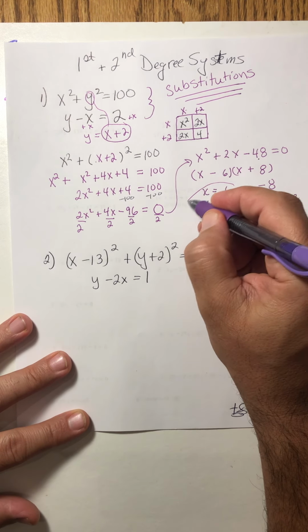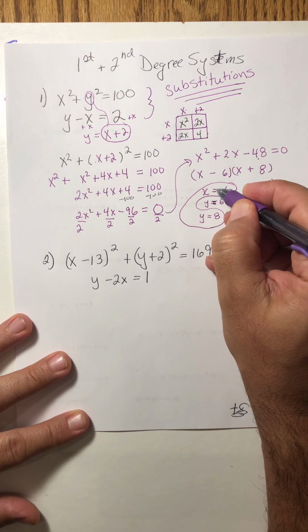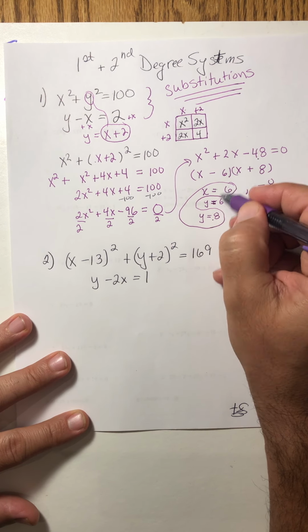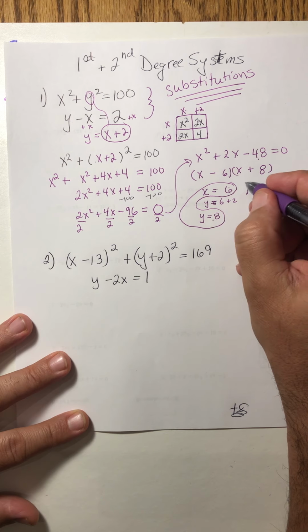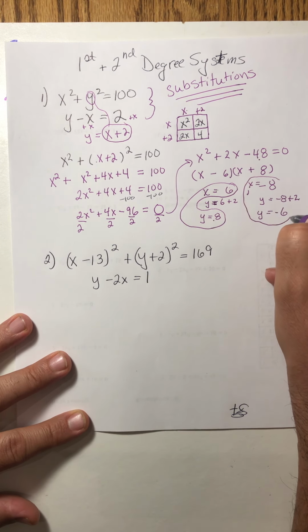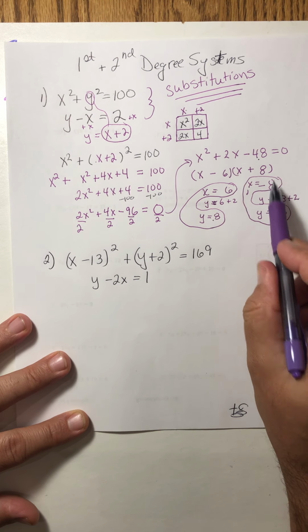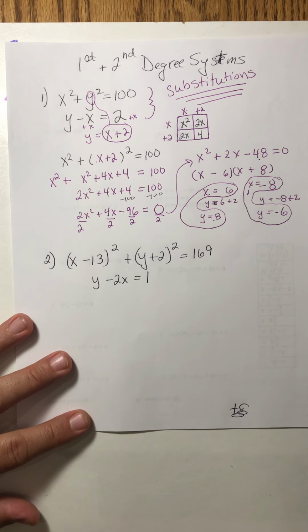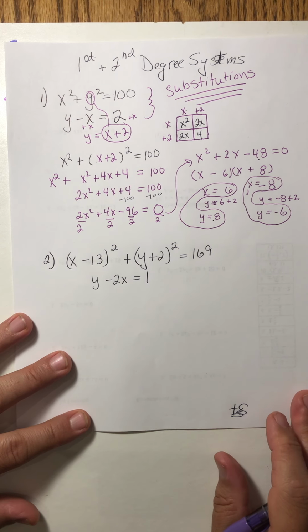So we have our ordered pairs, 6 and 8. So x is 6, y is 8. And then we have our x equals negative 8 and our y equals negative 6 for our two answers. Here, we just did number 1.